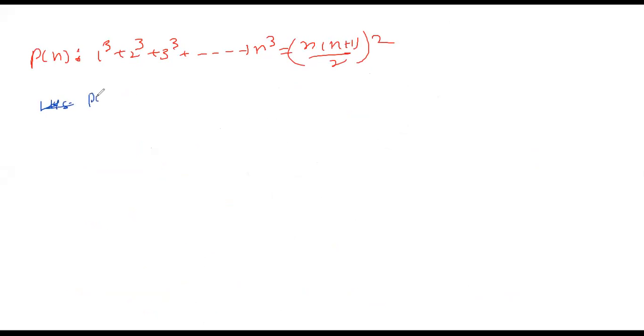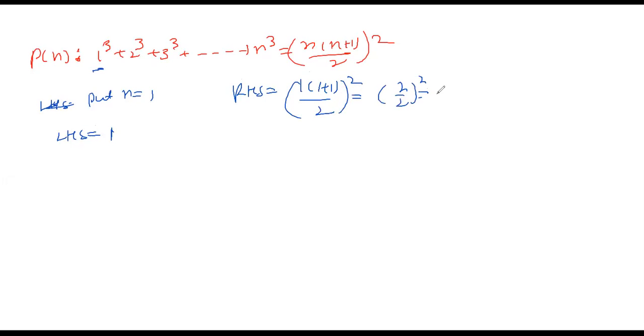LHS: put n is equal to 1. What is the first term here? LHS is equal to 1 cube, which is 1. RHS: put n is equal to 1. 1 into (1 plus 1) by 2 whole square. 1 plus 1 is 2, 2 by 2 is 1, 1 square is 1. So RHS is equal to 1. Therefore, LHS is equal to RHS. Therefore, P of n is true for n is equal to 1.